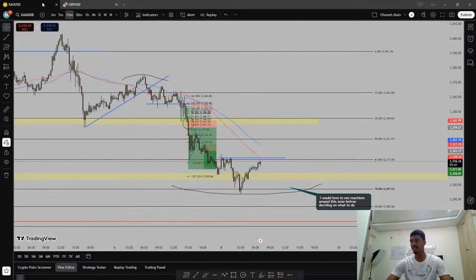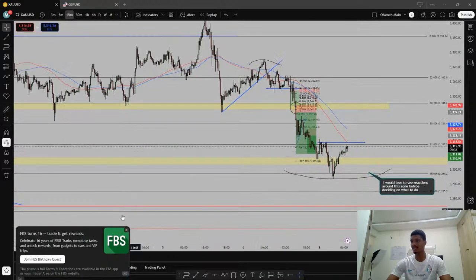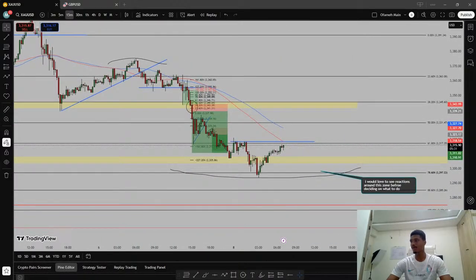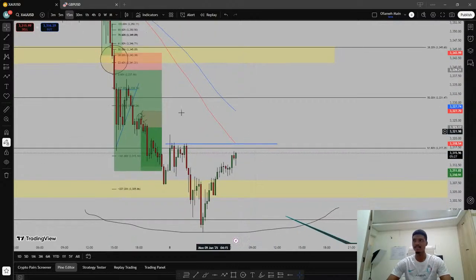Do you guys understand? So that's that for me on XAU USD and also for GBP USD. No trade setup, not calling out any trade now. I need to see some confirmations in the market. Let's go to USD JPY.